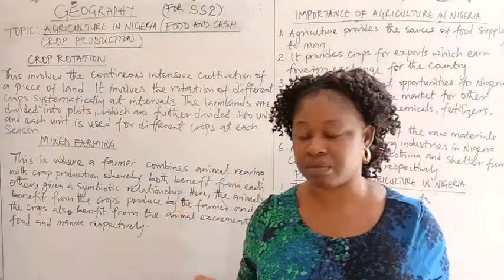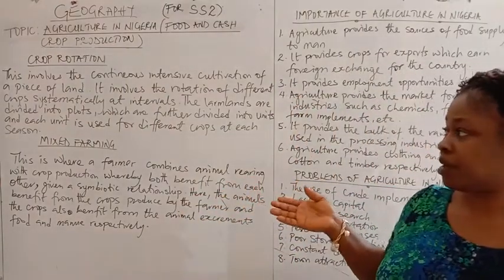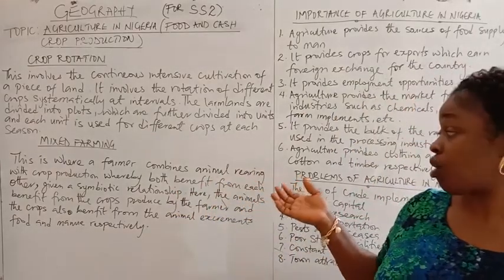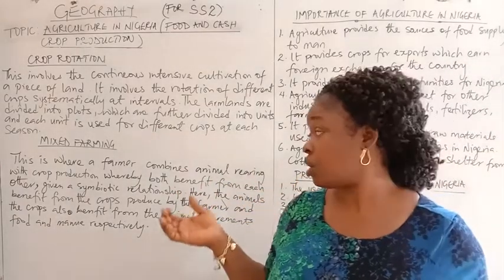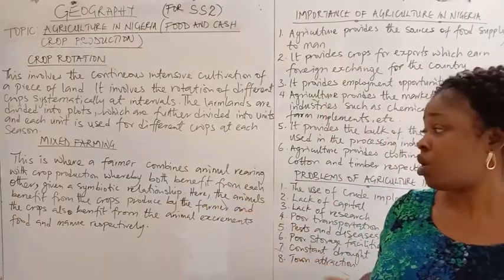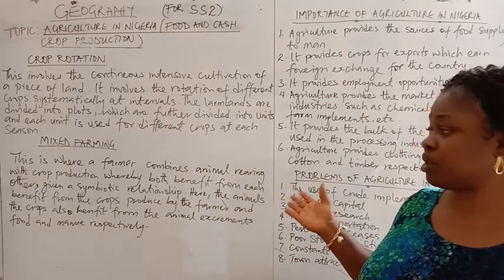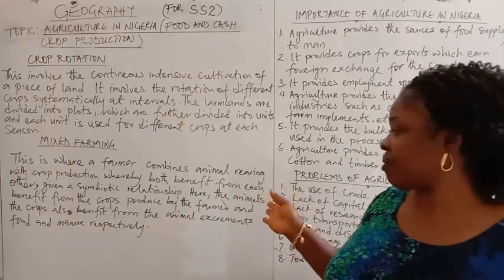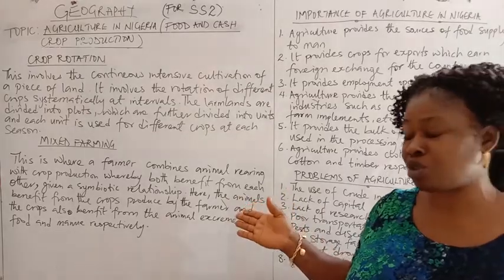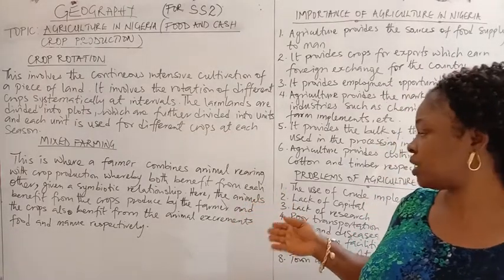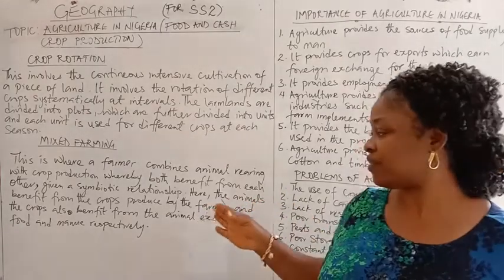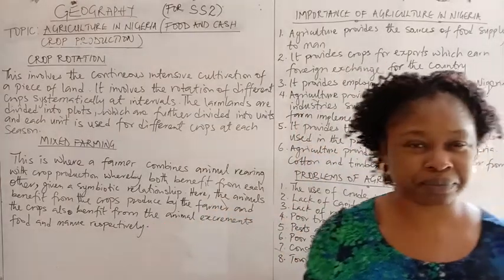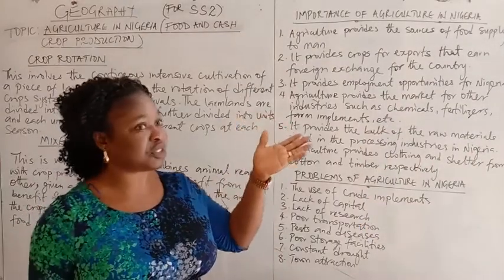Mixed farming is also one of the types of agricultural practices whereby a farmer combines animal rearing with crop production, whereby both benefit from each other, giving a symbiotic relationship. The animals benefit from the crops produced by the farmer, and the crops also benefit from the animal excrement as manure. We are now looking at the importance of agriculture in Nigeria.